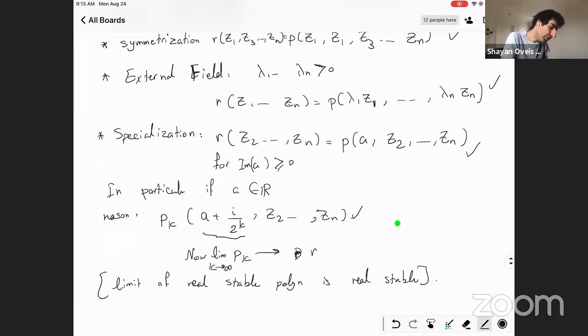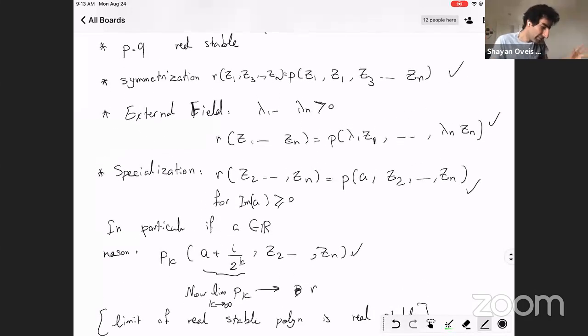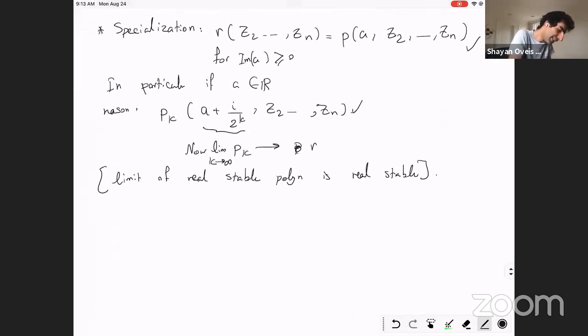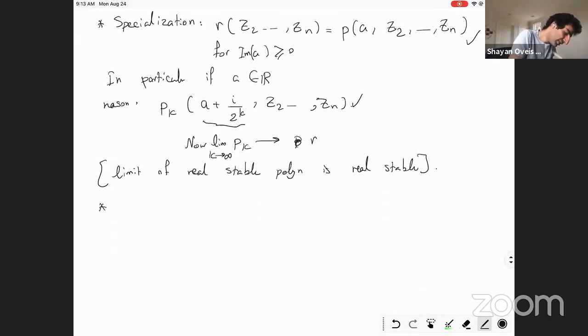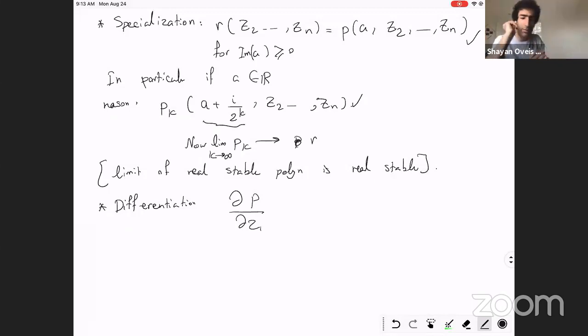Okay, so far we have proven maybe 4 or 5 properties. They're closed under product, symmetrization, external field, specialization. The last 2 I'm not going to prove formally. You can just do it for yourself. So one of them is differentiation. If you differentiate P with respect to one variable, let's say z1, you still get a real stable polynomial for any variable. This is fine. So they're closed under differentiation.